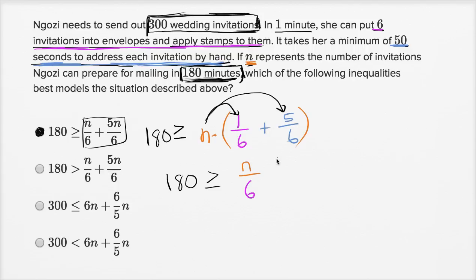plus 5n. Actually, let me write it that way. Plus 5 times n over 6, which is exactly what you have here. But it's really interesting because just looking at the choices, it actually jumped out pretty fast that this was probably going to be the one that we cared about.